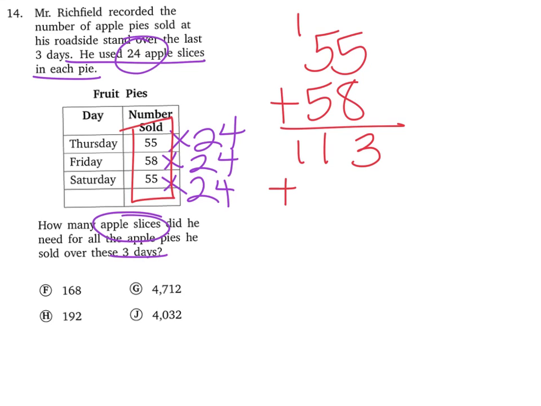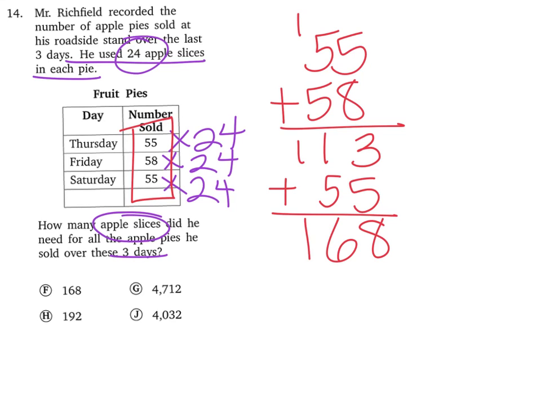What else do I add? Another 55. What is 5 plus 3? 8. 5 plus 1? 6. And bring down my 1. Okay, I'm done. No. But my answer is right here. No. But you're still not done. You have to multiply.